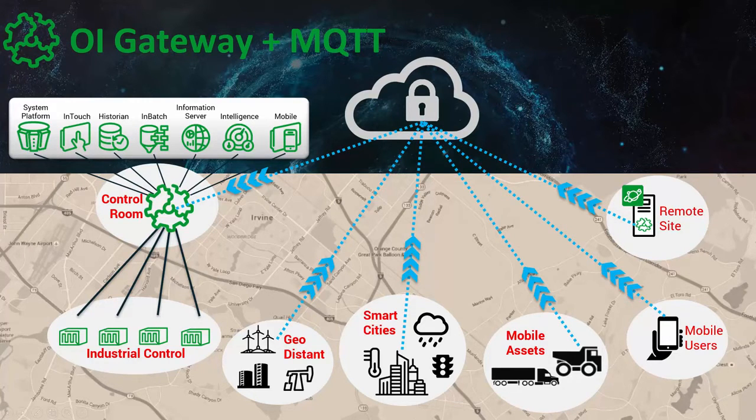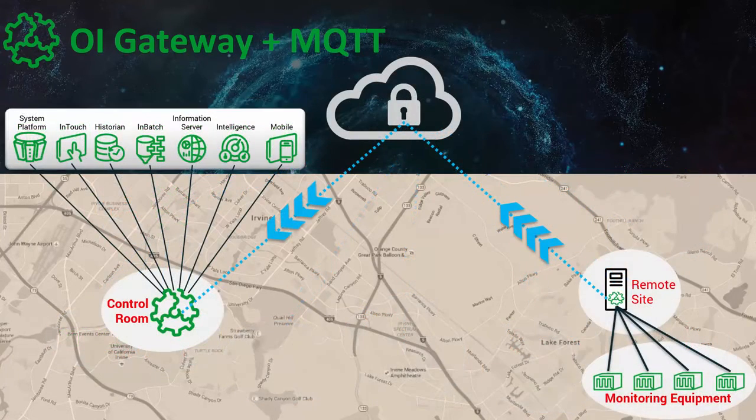Think about the case where you have a remote site, as we have shown here in the picture. This remote site can actually be considered an edge device from an MQTT perspective and can publish data to the broker. Leveraging the OI Gateway, you can publish data from any OPC source. OI servers are one such OPC source. You can also publish data from System Platform, InTouch, and other applications.